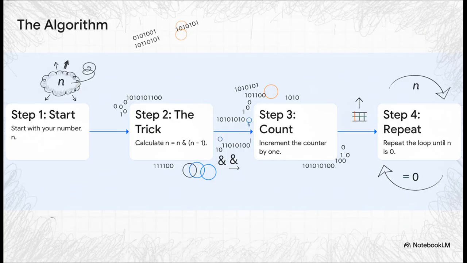So how does it pull this off? It's all in this tiny loop. You start with your number, which we'll call n. Now the magic is in step 2. You do a bitwise AND between n and n-1, and you save that result back into n. Then you add 1 to your counter. You just keep doing that until n becomes 0. The whole trick, the real secret sauce, is what's happening in that second step.